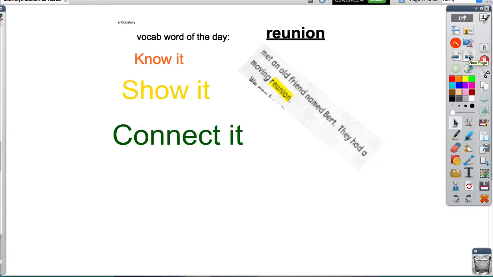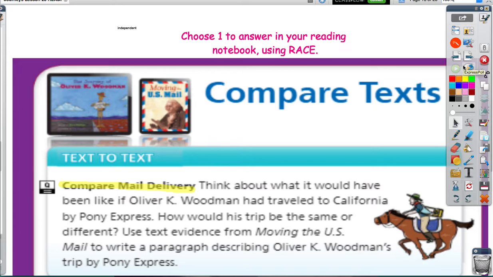All right, everyone, welcome back. It is our text-to-text connection day. So you've already read The Journey of Oliver K. Woodman, and now we're going to read an informational text and compare the two and see how Oliver would travel in the way he already has and by a different way. So let's read our text-to-text question.